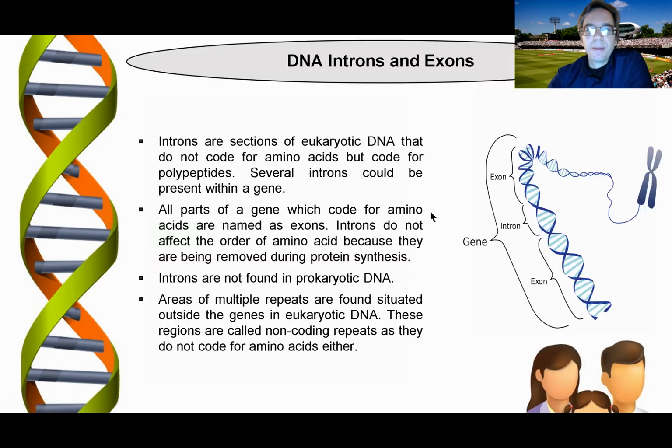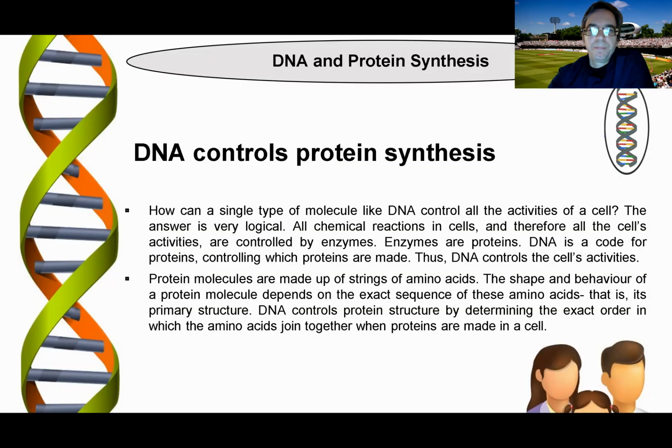So remember what we said about a gene. A gene is a segment of DNA. So a little bit about introns and exons. These are sections of DNA that do or do not code for amino acids. So how does DNA control activities in the cell? Well, it's all chemical reactions controlled by enzymes. So this is how DNA controls the cell's activities.